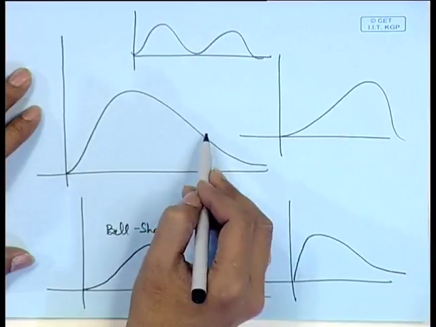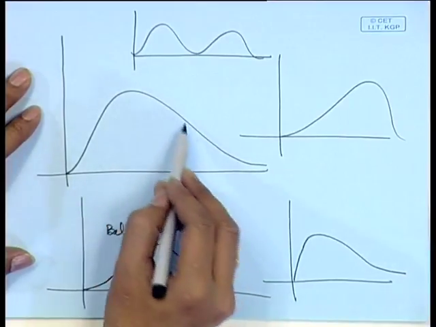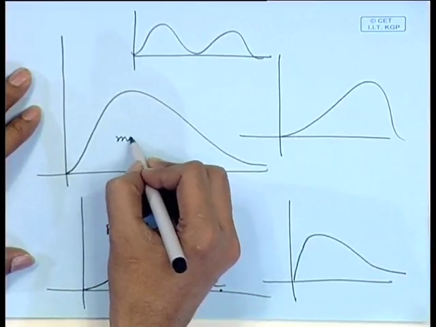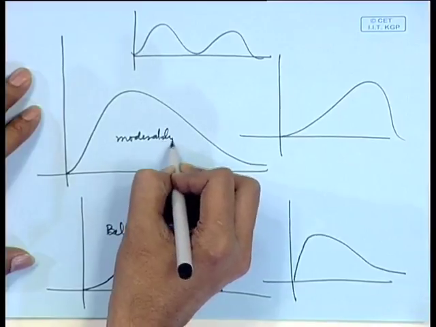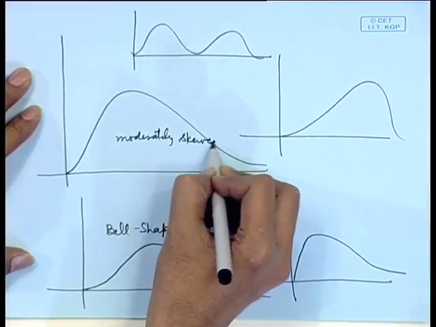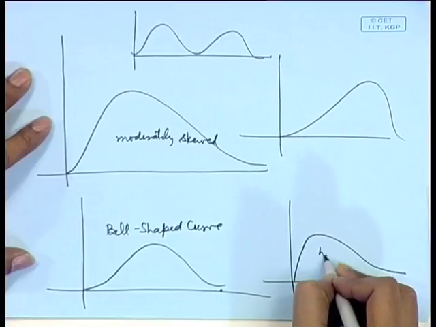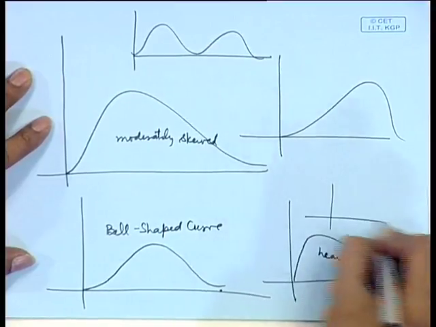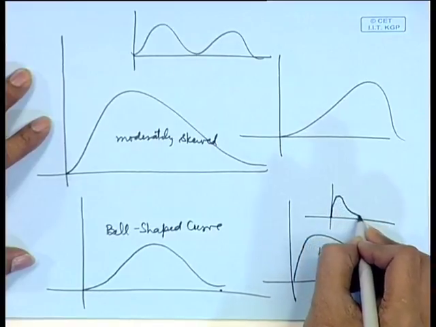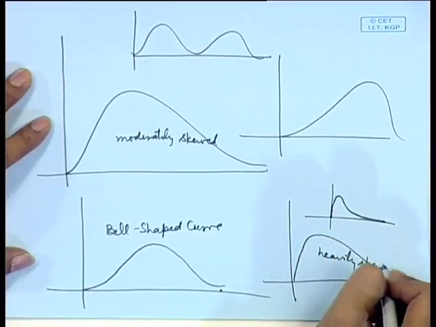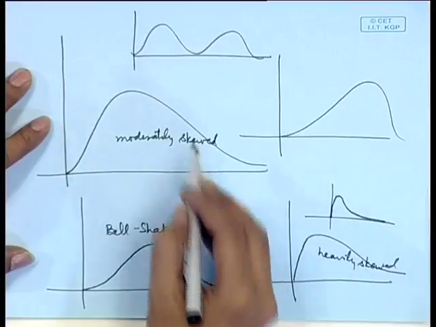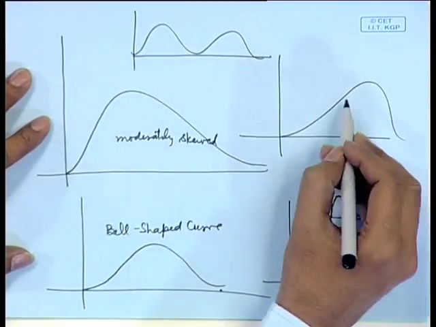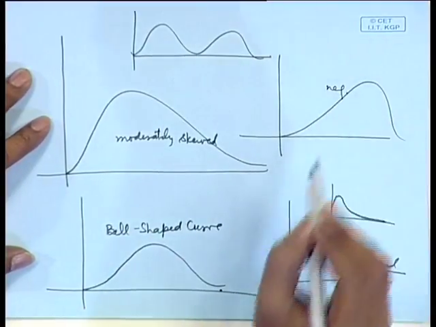Or if you look at this, this is also bell shaped, but slight skew is there. So, this is moderately skewed. However, this one is heavily skewed. For example, we may consider, so this is heavily skewed distribution. Now, here the skew is positive, here the skew is negative.